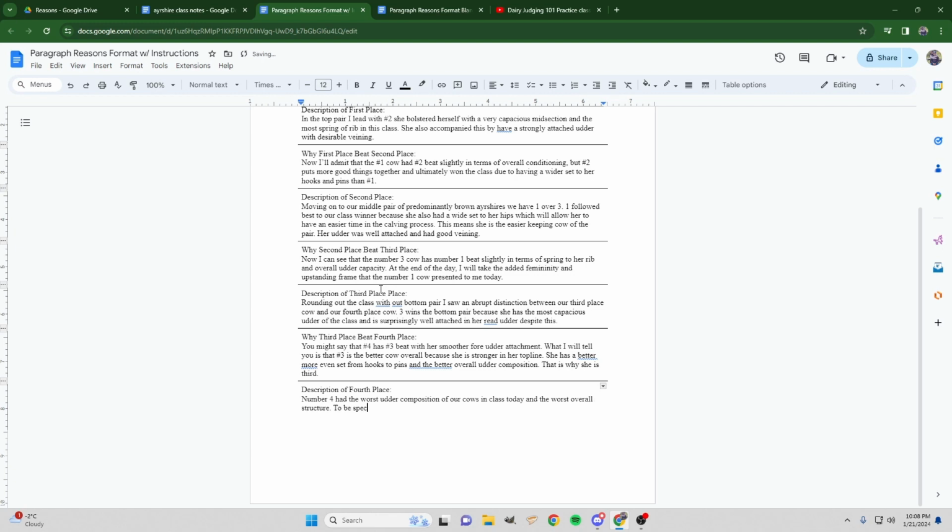To be specific, she is roached in her top line, which will not lead to her having the easiest time when traveling from feed to water.